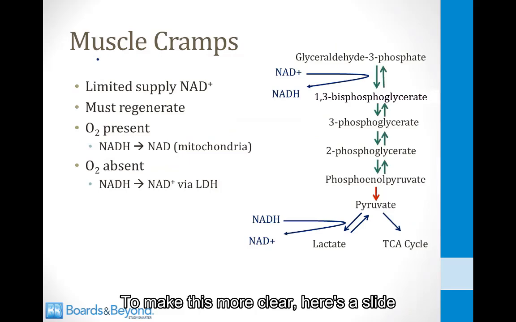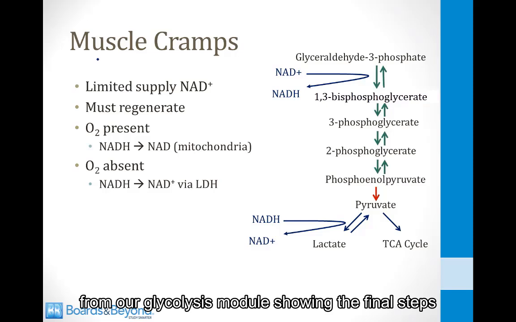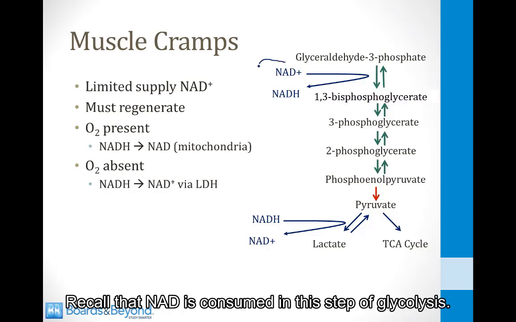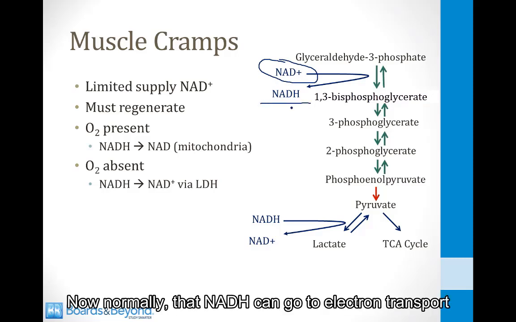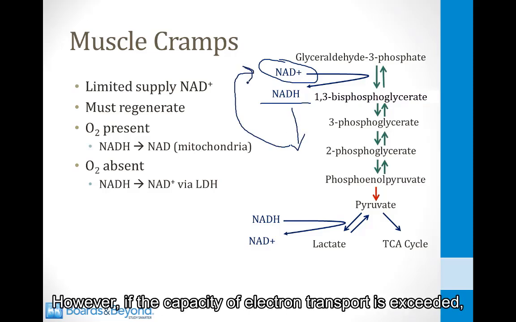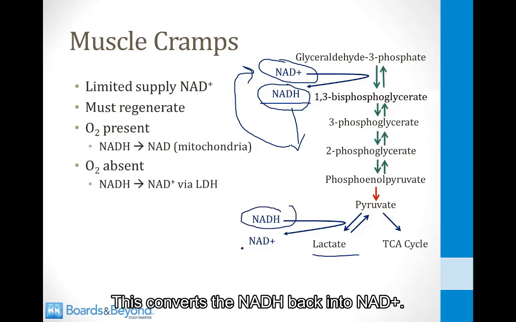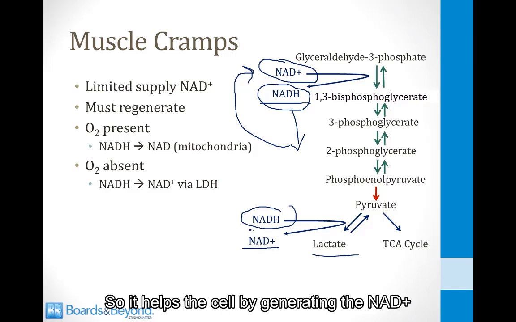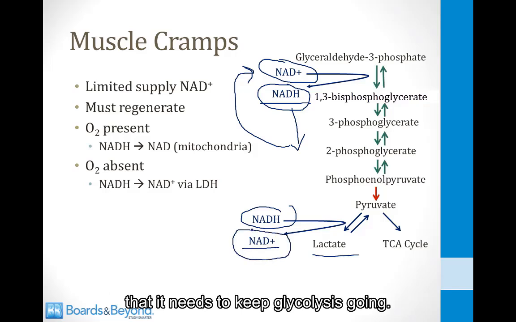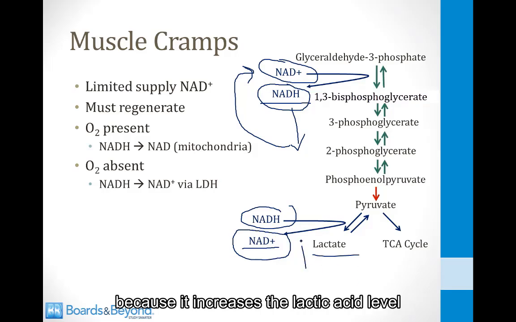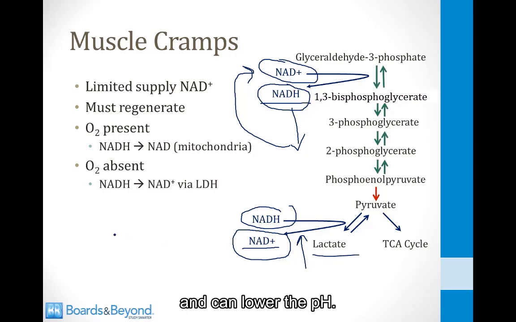To make this more clear, here's a slide from our glycolysis module showing the final steps in that process. Recall that NAD is consumed in this step of glycolysis. It's converted into NADH. Now, normally that NADH can go to electron transport and be converted back into NAD. However, if the capacity of electron transport is exceeded, NADH levels will climb. In order to fix this problem, pyruvate will be converted to lactate. This converts the NADH back into NAD+, so it helps the cell by generating the NAD+ that it needs to keep glycolysis going. However, it hurts the cell because it increases the lactic acid level and can lower the pH.